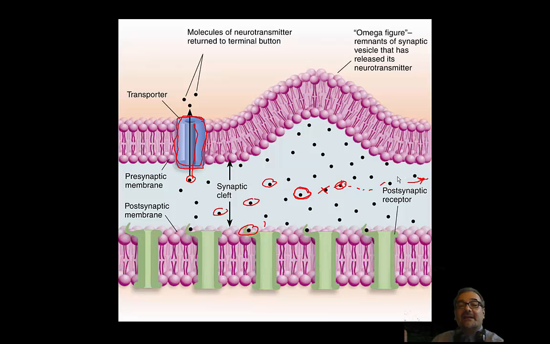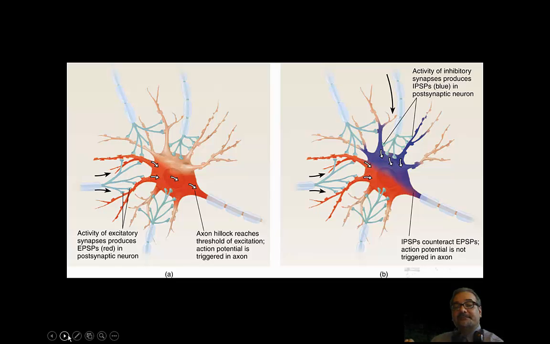So this process of breaking down using enzymes is not very effective. It's better to recycle, as everybody knows. So that's another component of this process of neurotransmission and what goes on at the synapse.